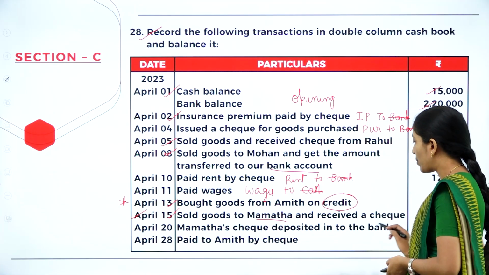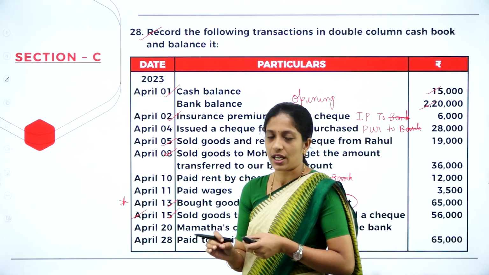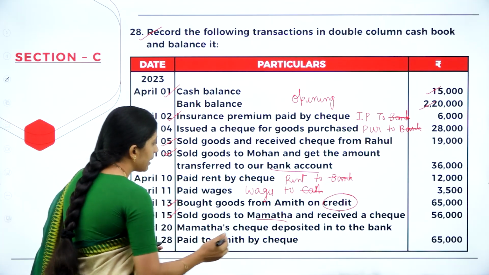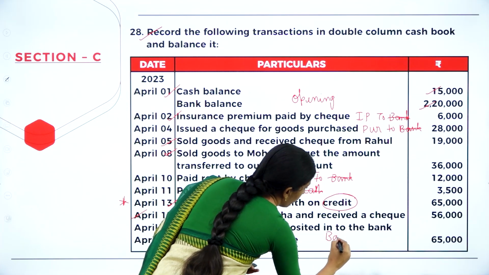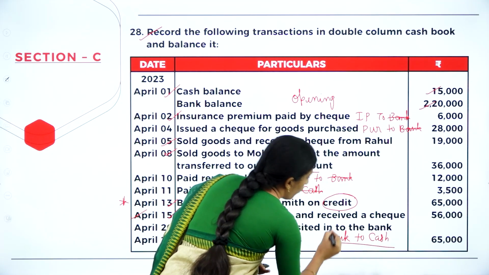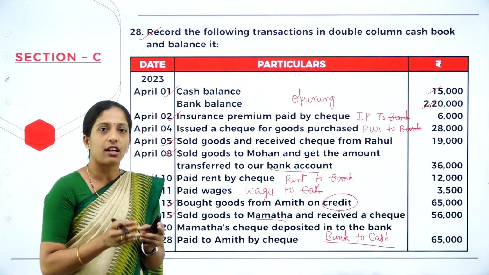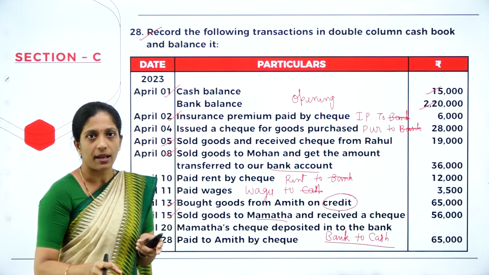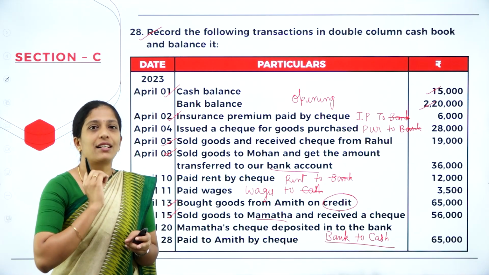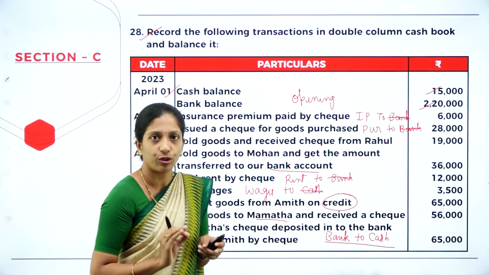So Mamata's check deposited into bank. So what is the entry? Now this is a contra entry. So we are having a check and we are depositing it into bank. So your entry is bank account debit to cash account. So this is a contra entry. What is a contra entry? Single journal entry. When you are writing an entry on both the sides of your double column cash book, it is called what? Contra entry, which is denoted by the letter C. So that C has to be written in the ledger folio column.